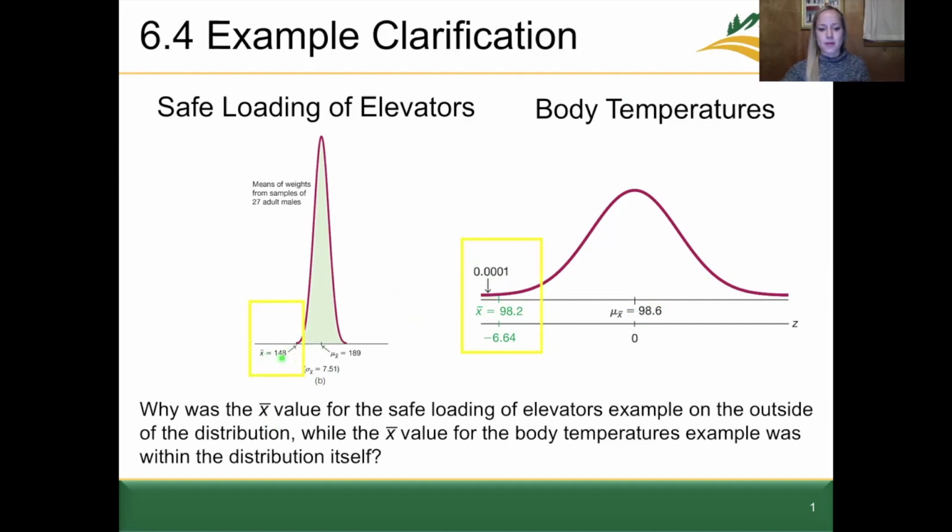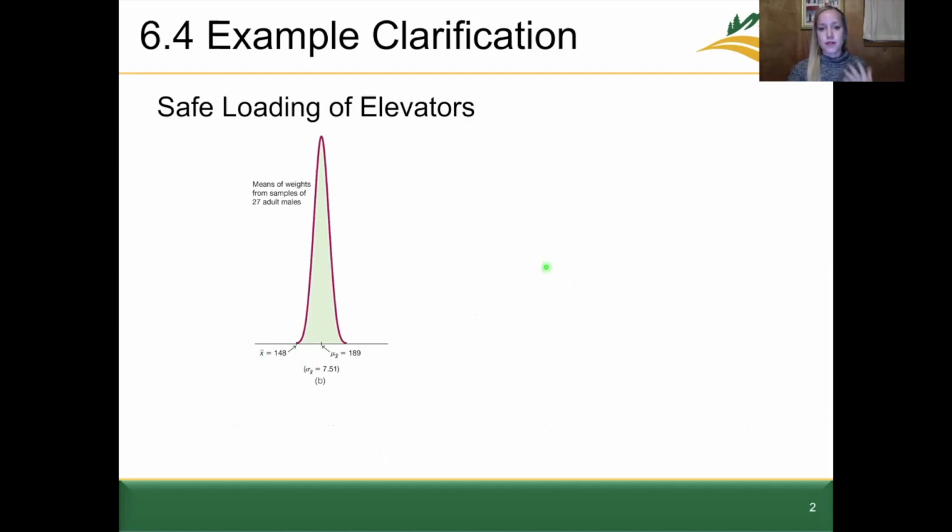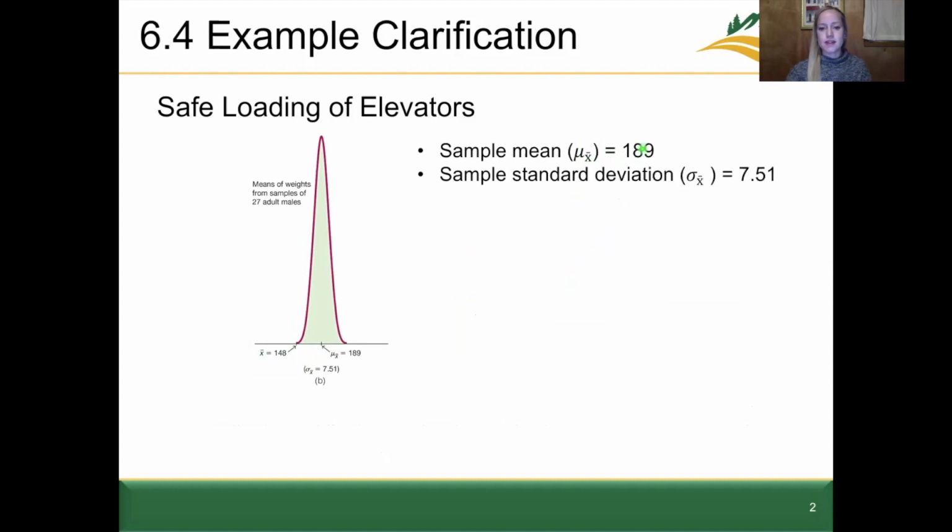So again, here's our x bar value. It's on the far left edge of the distribution, while for this example, we had the x bar value within the range of the distribution itself. The reason for this: we had a sample mean value denoted like this, so mu sub x bar was equal to 189. We had a standard deviation value denoted like this, sigma subscript x bar, equal to 7.51. Our x bar value of interest here was 148. So we have our mean value, a given standard deviation value, and an x bar value.